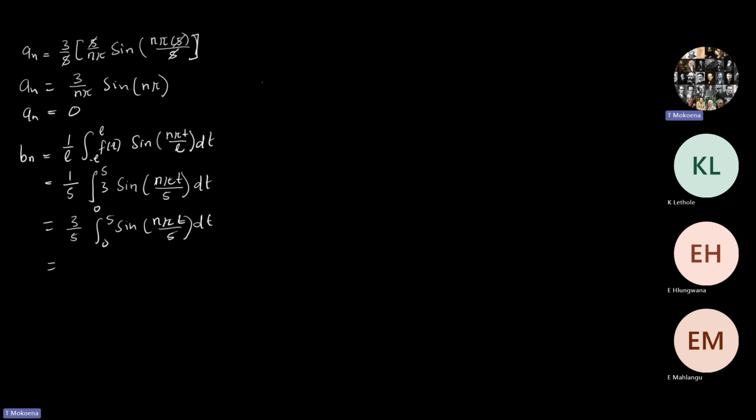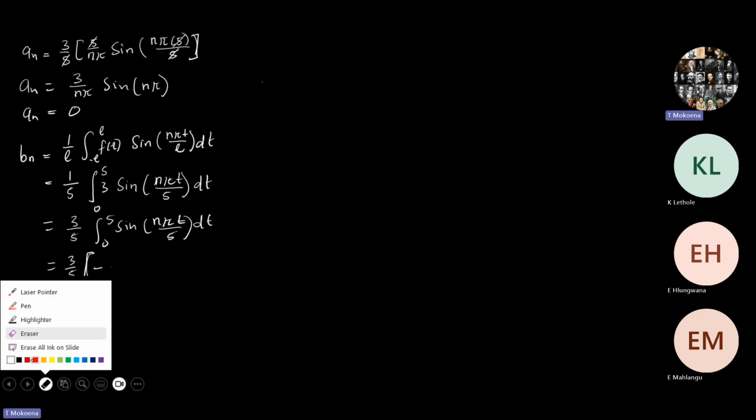Now let us integrate this function. To integrate it, we have 3 over 5, open the square bracket. What is the integral of sine? We know it's going to be cos, right? But which cos? It's going to be negative cos. If you forgot, guys, remember it's the final exam. They're going to give us the formula sheet. So if you forgot how to integrate from sine to cos, to avoid making mistakes, let us all refer to the sheet.